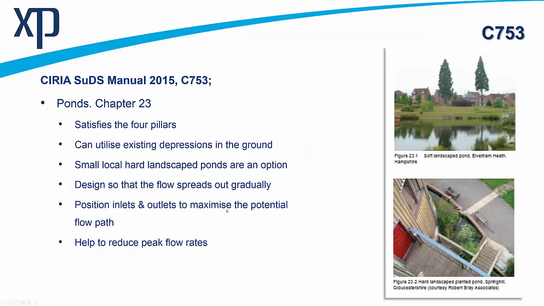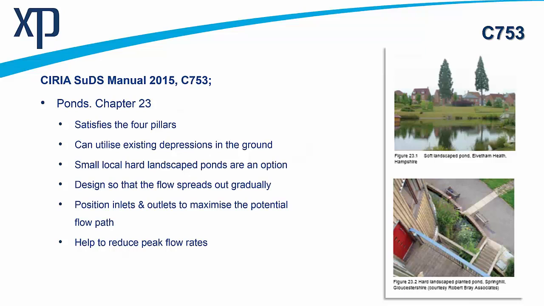And finally, the third one that we'll take a look at in a little bit of detail are ponds themselves. They definitely satisfy the four pillars: the quantity, the quality, the amenity, and the biodiversity. We can utilize existing depressions in the ground. So if we interrogate the topography, find out where these low spots are, maybe we don't have to spend that much money to increase the depth of the depression, maybe build up a little bit of a berm or a bund around the hollows as well, and utilize those as surface storage.